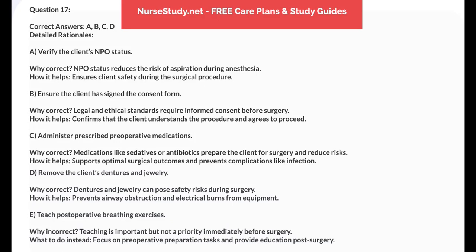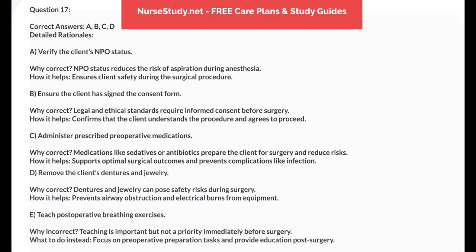C. Administer prescribed preoperative medications. Why correct? Medications like sedatives or antibiotics prepare the client for surgery and reduce risks. How it helps: supports optimal surgical outcomes and prevents complications like infection. D. Remove the client's dentures and jewelry. Why correct? Dentures and jewelry can pose safety risks during surgery. How it helps: prevents airway obstruction and electrical burns from equipment.